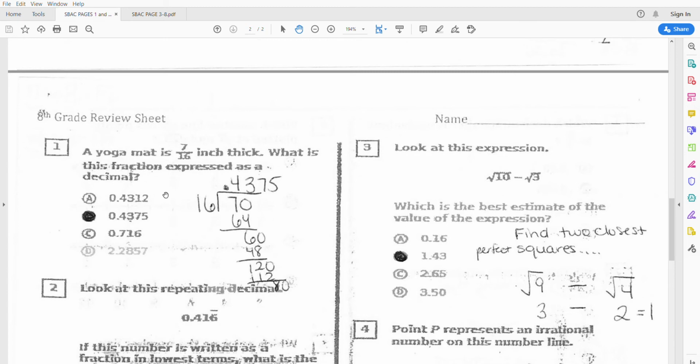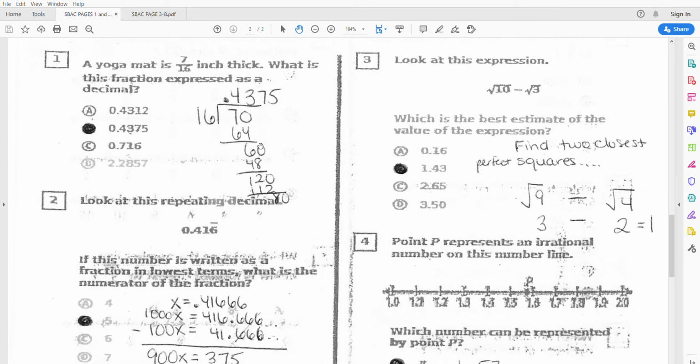A yoga mat is 7/16 inches thick. What is this fraction expressed as a decimal? So what you're going to do is divide 7 by 16, but 16 times nothing is 7, so I added a 0, and I put a decimal up here. 16 goes into 70 4 times, that gives you 64. Subtract those, 16 goes into 60 3 times, that gives you 48. Subtract those, 16 goes into 120 7 times, that gives you 112, and then 16 goes into 80 5 times, so your answer is 0.4375.